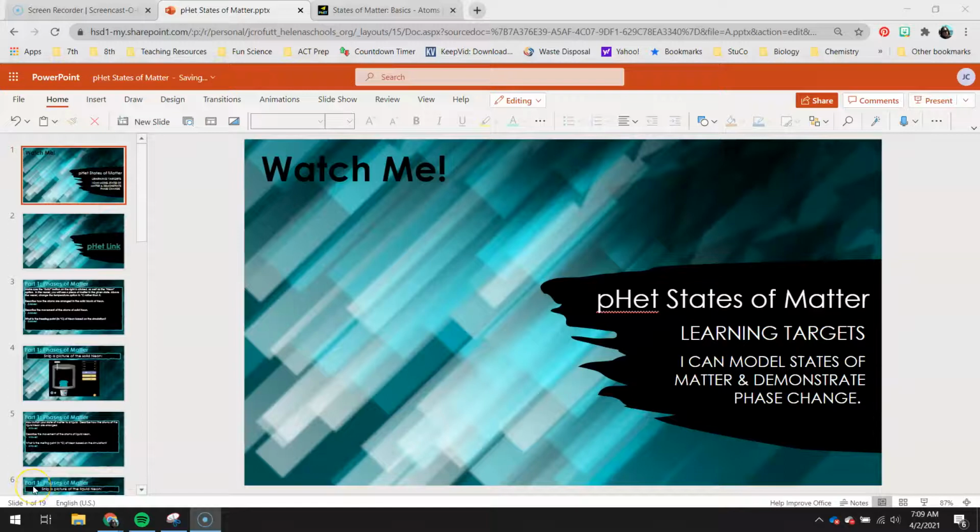Hey 8th graders, for the first part of class today we're going to be working on states of matter, so we're really going to review our different appearances and characteristics of our different states of matter, solid, liquid, and gas. And then we're going to talk about phase change, but the main thing about phase change that you're going to learn about today is that there's more than one way to cause a phase change.